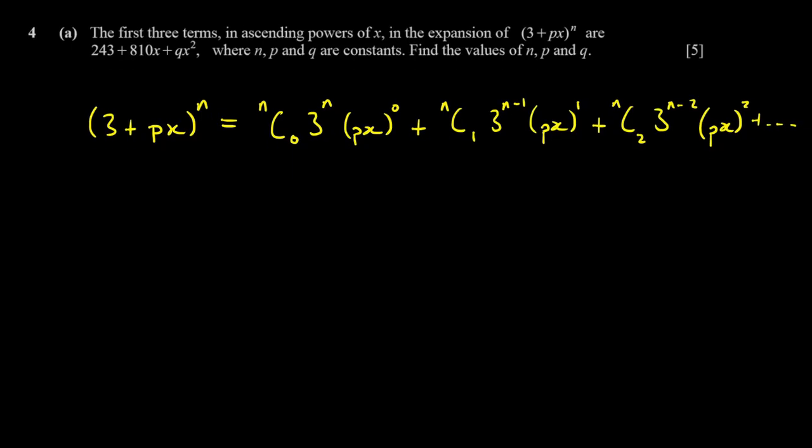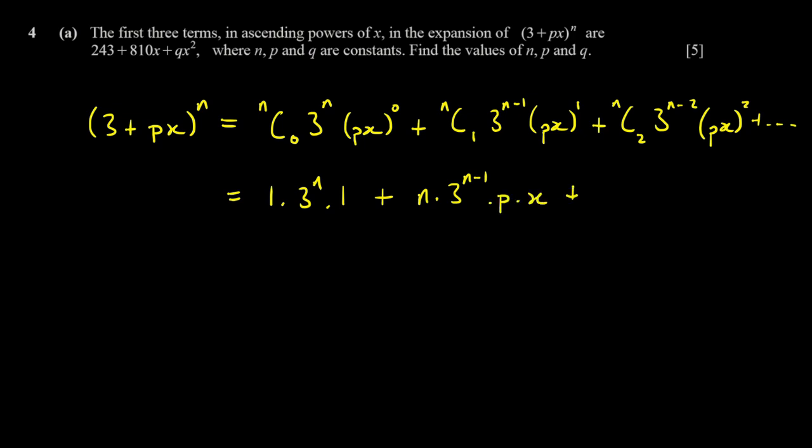All right, let's simplify this. nC0, well, anything C0 is 1. 3 to the power n is just 3 to the power n. Then (px) to the power of 0 is 1, because anything to the power of 0 is 1. Next, nC1 is just n, because like 5C1 is 5, 6C1 is 6, and so on. 3 to the power n minus 1. And then (px) to the power 1 is just p times x.